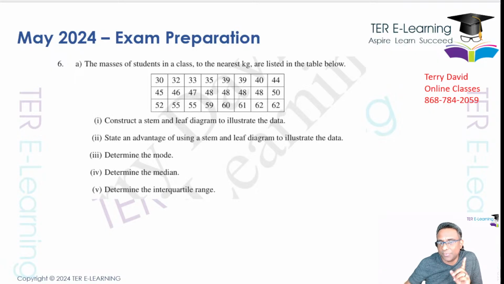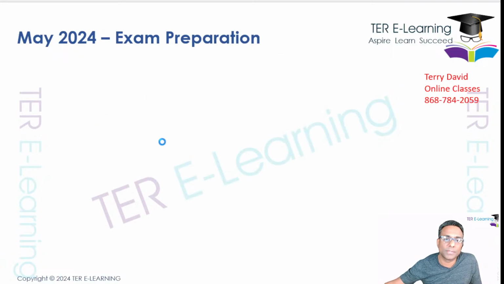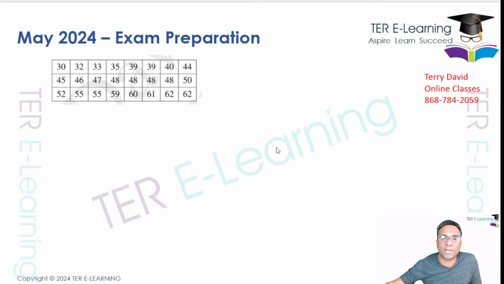Now I want you to be careful with some of these questions. Sometimes CXC will give us a question and they have not arranged the data in ascending order for us. For this question, I think I put it in ascending order already. I believe so. So we want to construct a stem and leaf diagram for this information. Let's take the data across here, and I want to construct a stem and leaf diagram.